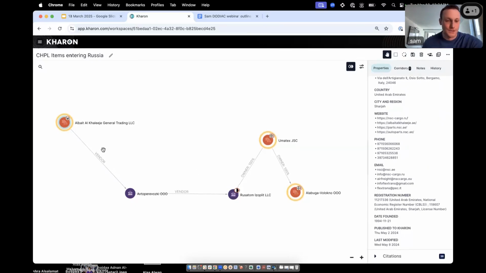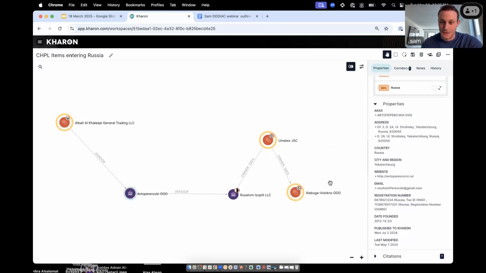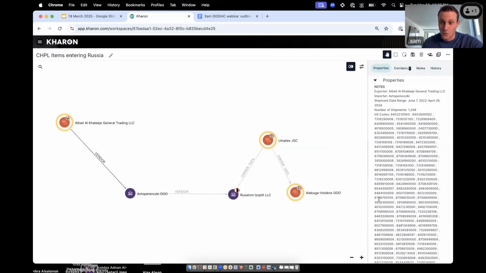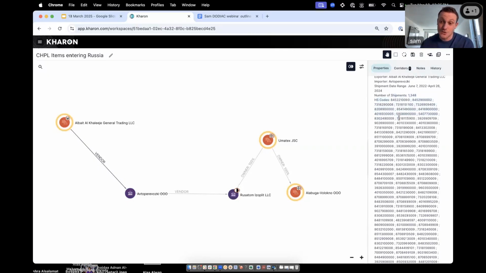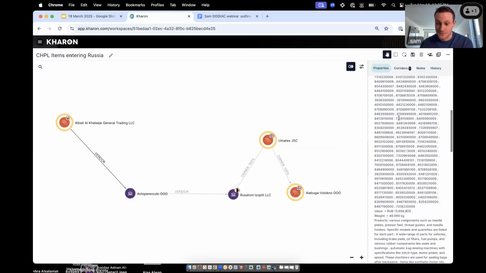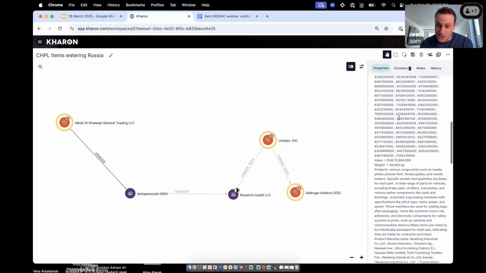Now, what's important to note here is that this company is selling to a non-listed entity, which is Avtoperovsky OOO, a company that is based in Yekaterinburg, Russia, and is doing business across the world. So what we're able to do, again, looking at publicly available data, is understand what Al Bayt Al Khaliji is sending specifically to Avtoperovsky. So between a period of June 2022 and April 2024, there were 1,348 shipments using these HS codes, some of which are common high priority list items. We're able to list out and understand what we're seeing.